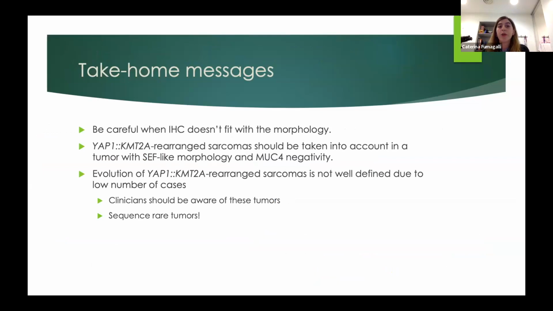YAP1 KMT2A rearranged sarcomas should be taken into account in a tumor with CEF-like morphology and MUC4 negativity. The evolution of these tumors is not well defined because there are low numbers of cases. So clinicians should be aware of these tumors, because they should know the evolution we know nowadays, and so they could change their clinical follow-up.